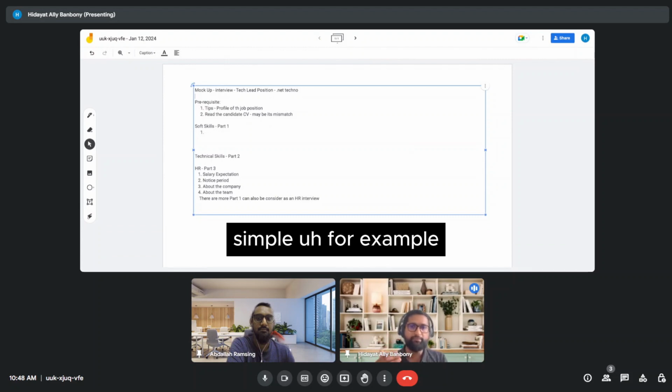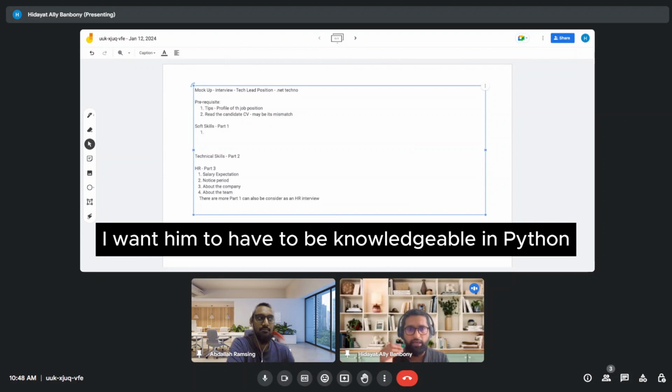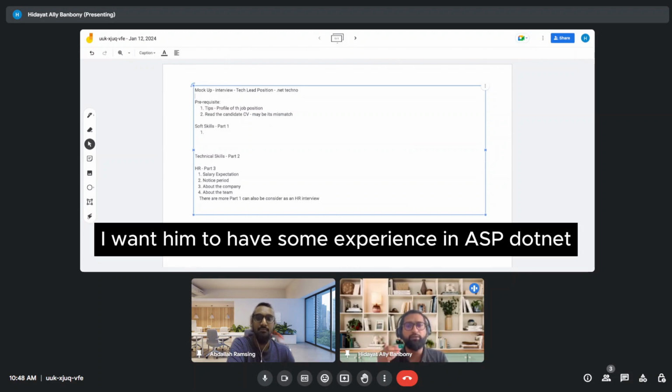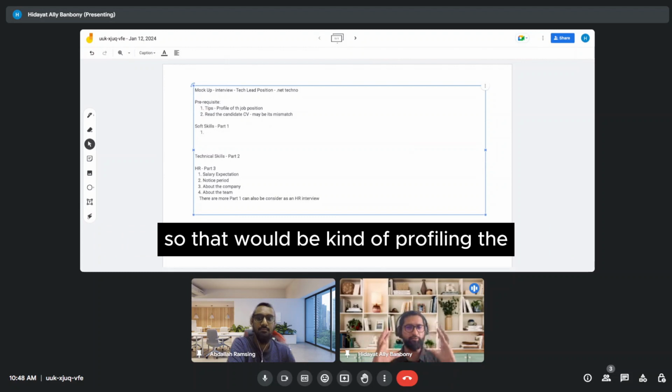Simple. For example, it can be I want him to be a good communicator. I want him to be knowledgeable in Python as well as in .NET. I want him to have some experience in ASP.NET. I want him to have experience in .NET Core. So that would be kind of profiling the candidates.